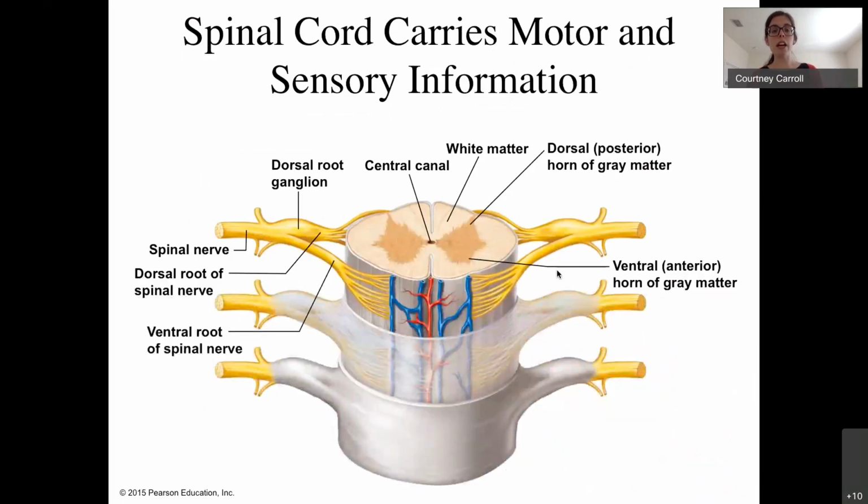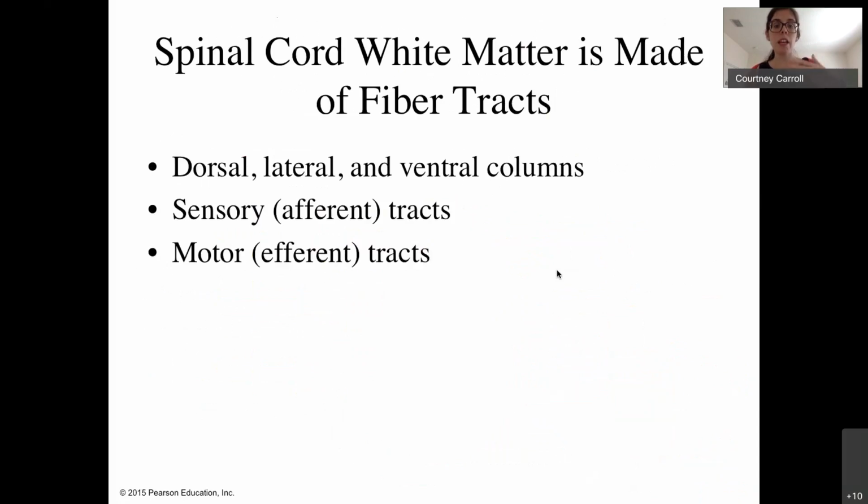And this is what that looks like. Again, in the spinal cord, we separate out our sensory and our motor information, and they come together to form our 31 spinal nerves. Again, sensory is that afferent tract, motor is an efferent tract. Make sure you keep those vocab words straight. Sensory, afferent, which approaches the brain. Motor, efferent, exits the brain.